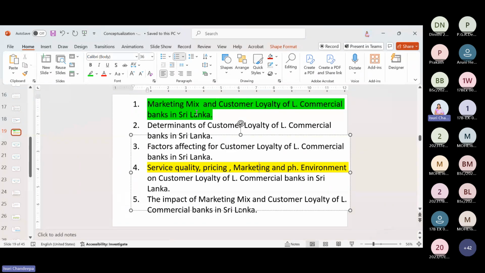Rather than including the marketing mix, you may have the chance to include the determinants, right? Determinants of the customer loyalty.